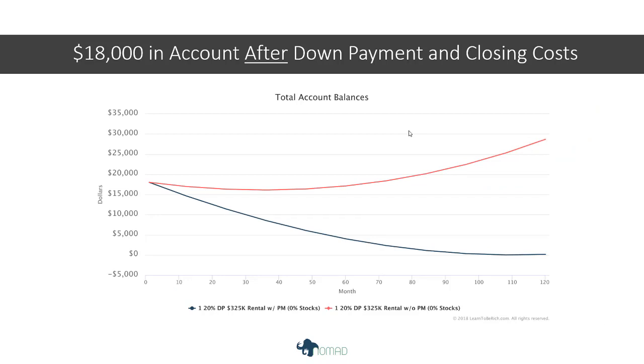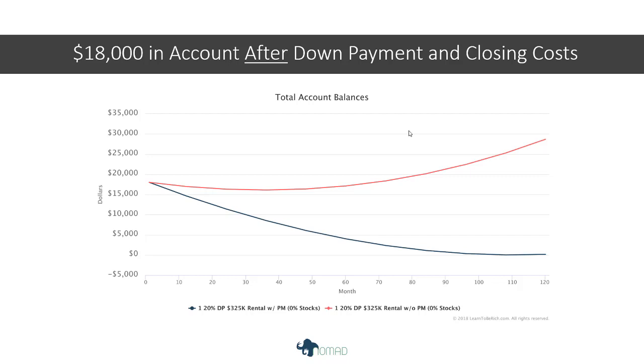Once we put in our down payment and closing costs, we're left with about $18,000 in the bank. So that's what we're showing you starting here. Then this is showing you what your account balance looks like over time as you're paying out property management fees or negative cash flow. And so right here is the one with property management. You can see it goes much further negative because you're paying out some negative cash flow and your property management fee. And it sort of bottoms out here, I don't know, whatever month that is.